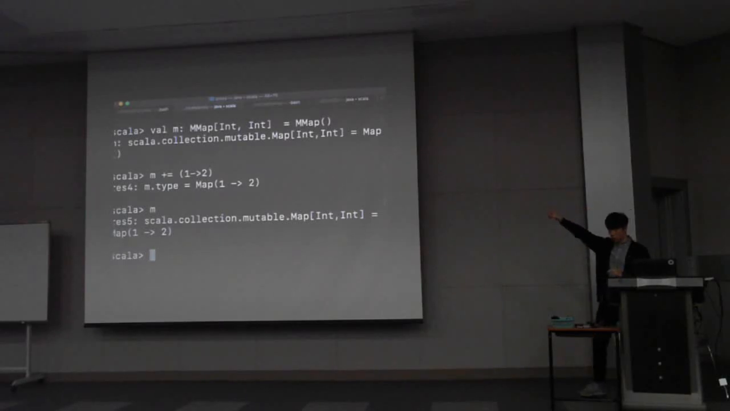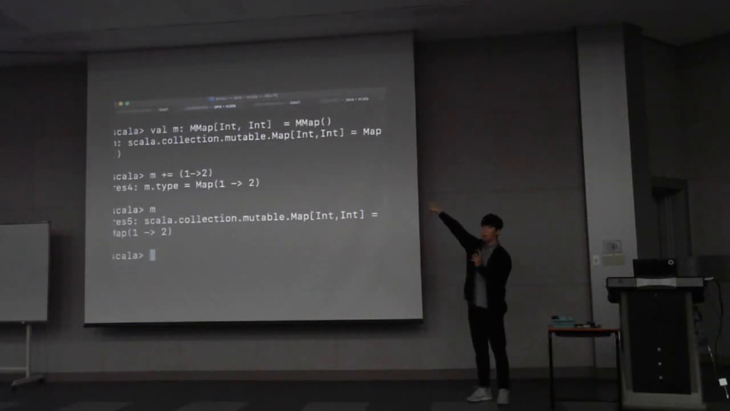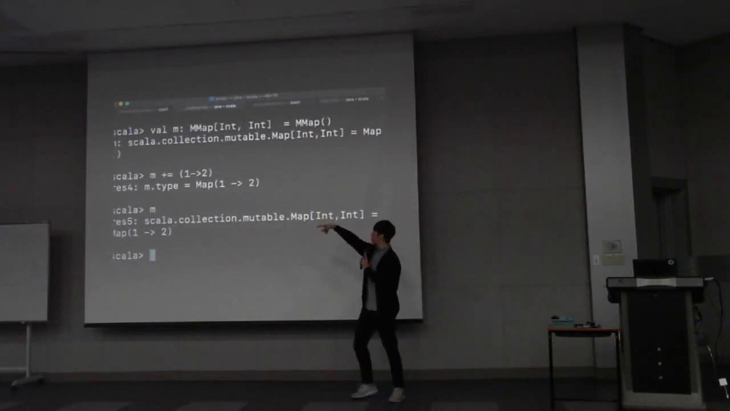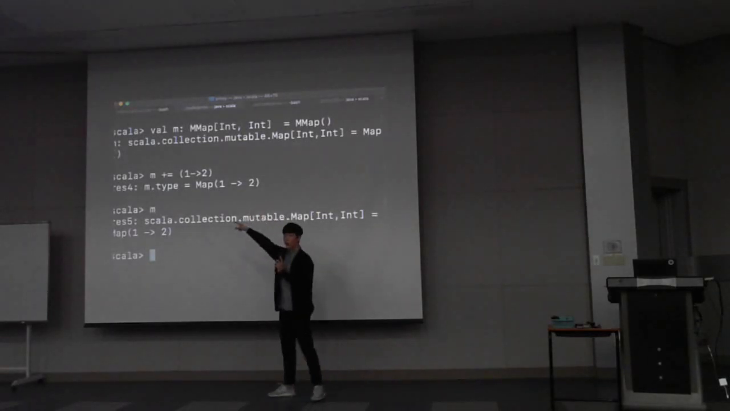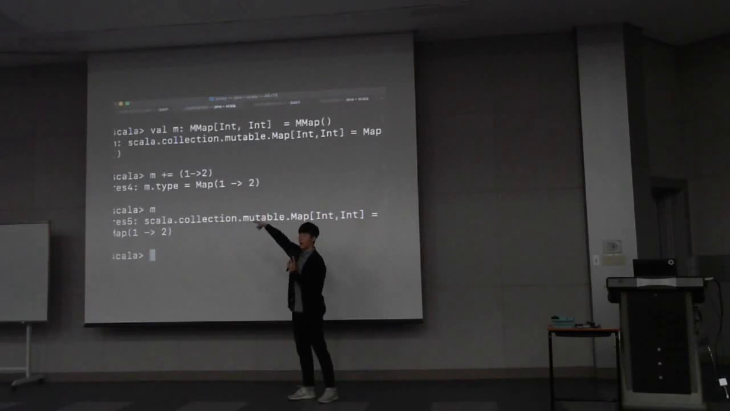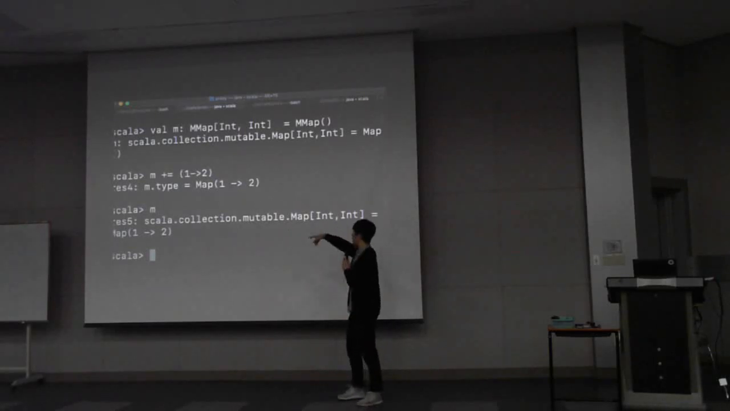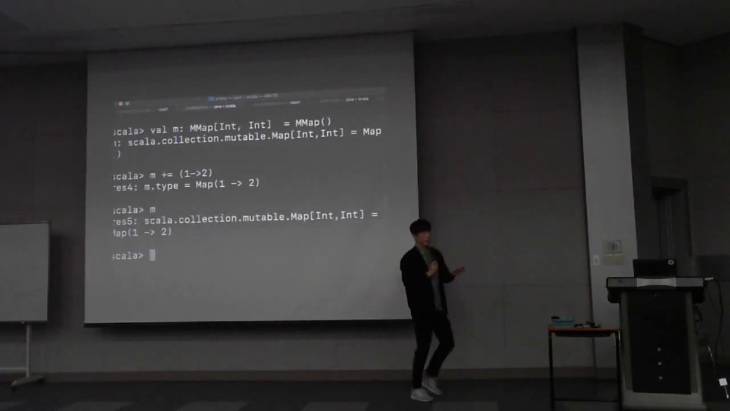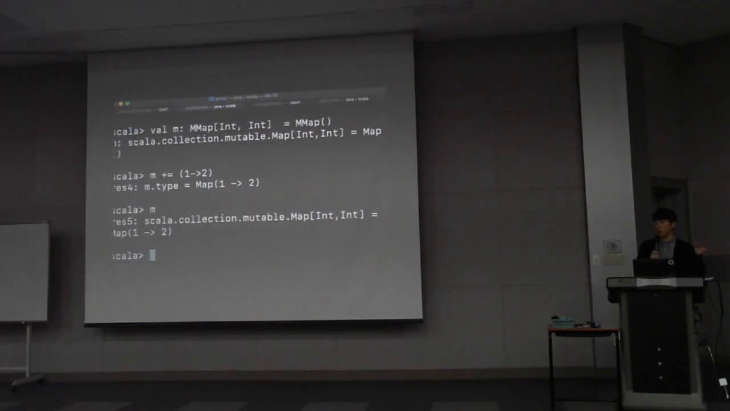even though the variable m is immutable, the collection m is a mutable map, so it has the plus equal operator. So m has the plus equal operator, and you can modify the collection m. After applying this command, m changes into this. So m has 1 to 2 like that. So be careful, there are differences between immutability of a variable and immutability of a collection.